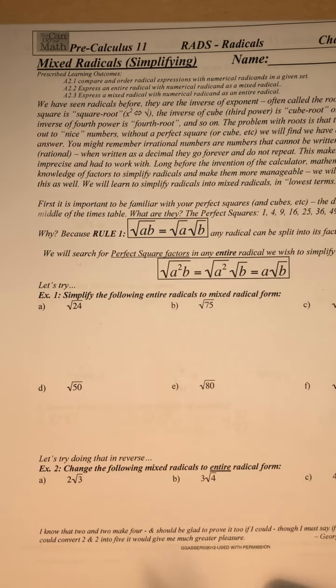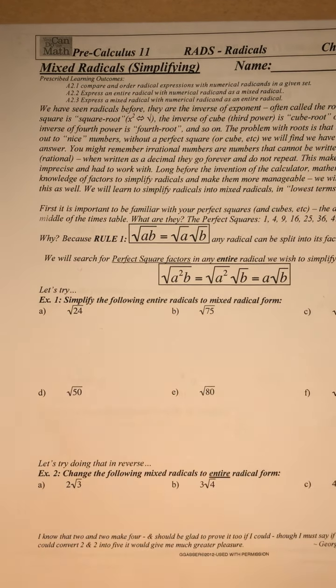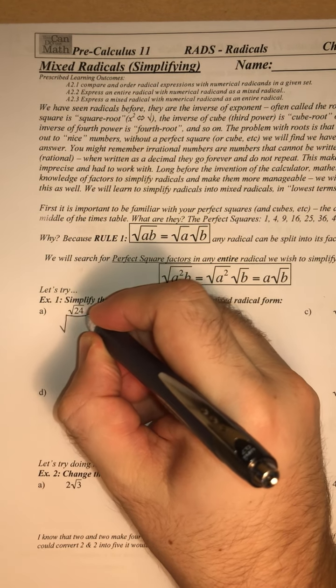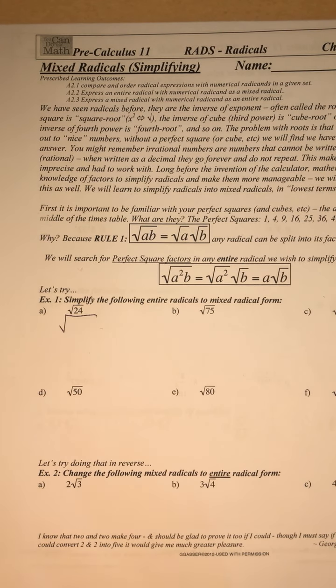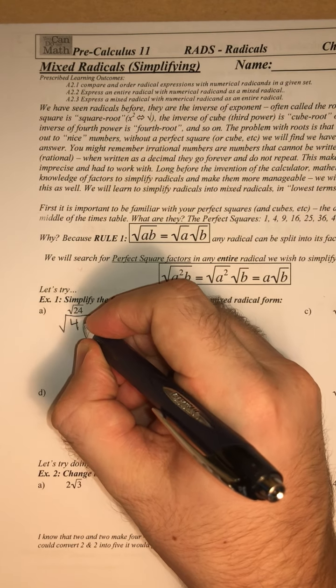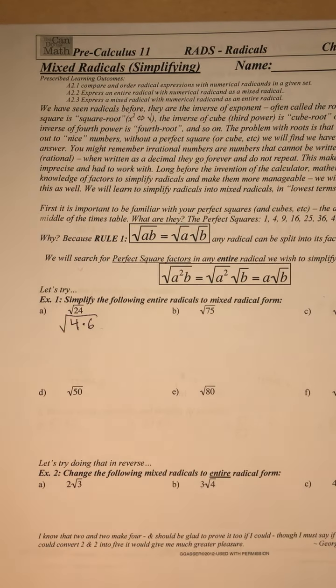So for example, letter A here is root 24. What I want to do is look at 24 and factor it into two things where one of the numbers is a perfect square. Yes, I could split it up into 2 times 12. That's not going to help. 2 times 12 isn't going to give me anything because neither of those are perfect squares. However, I can break it up into 4 times 6.